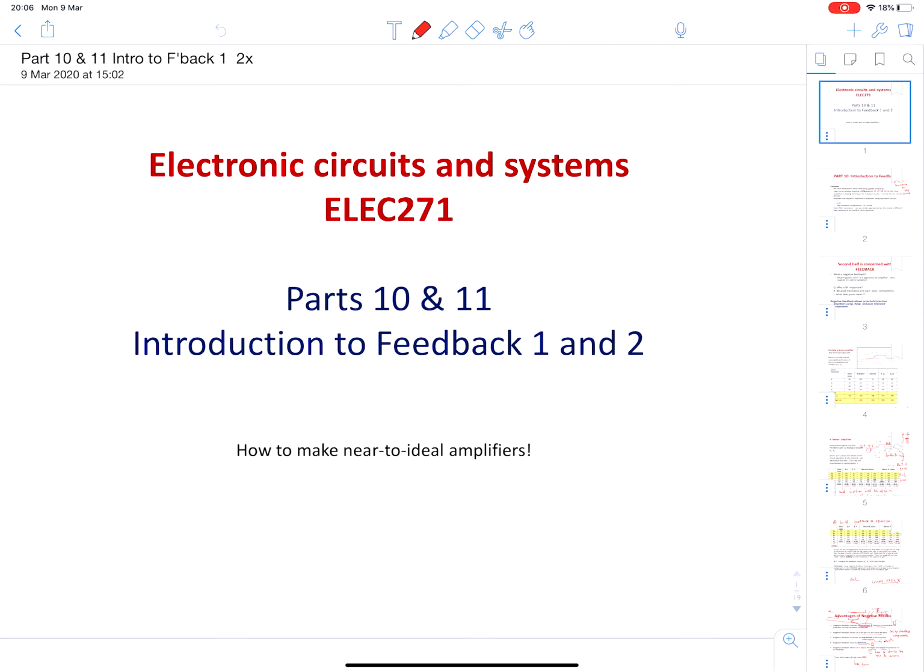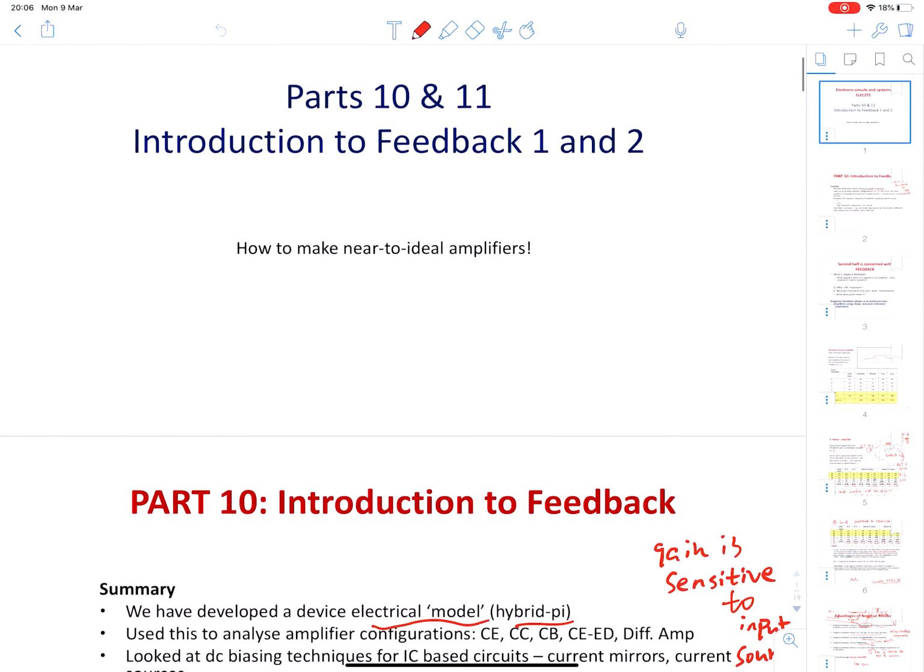So welcome back. Let's talk about Elec271 part 10 and 11, introduction to feedback 1, 2. The thing we are going to make here is: how do we make a near-ideal amplifier?